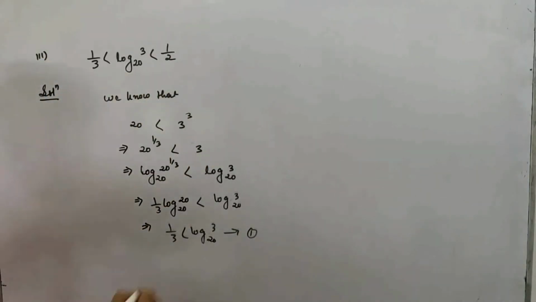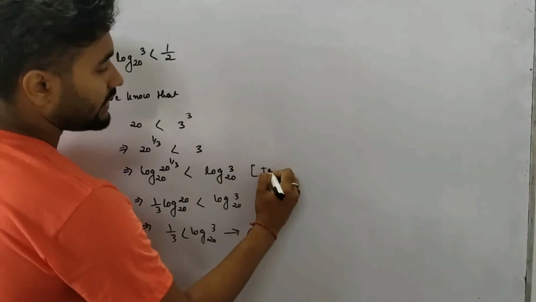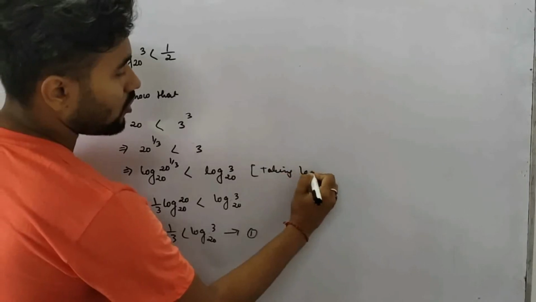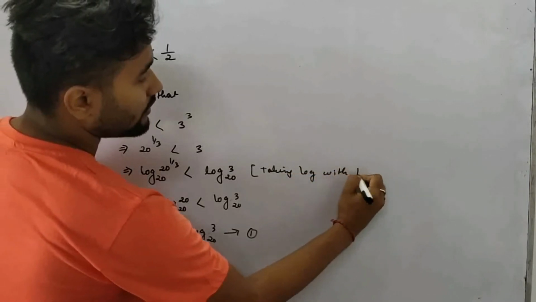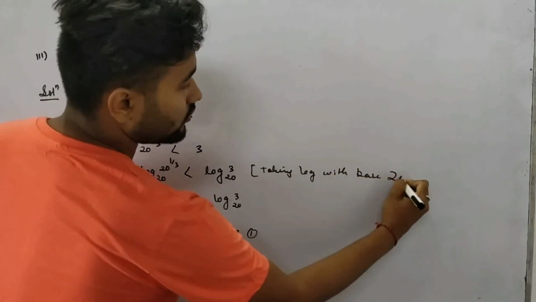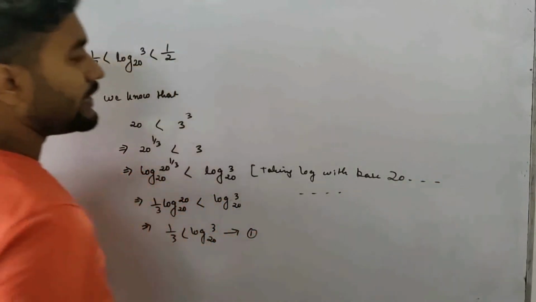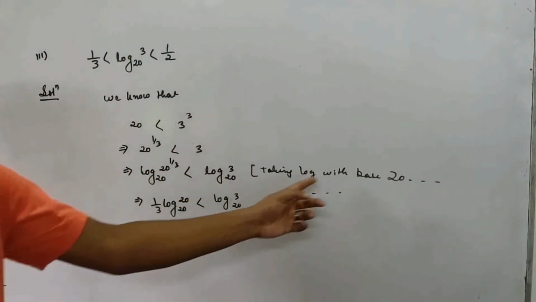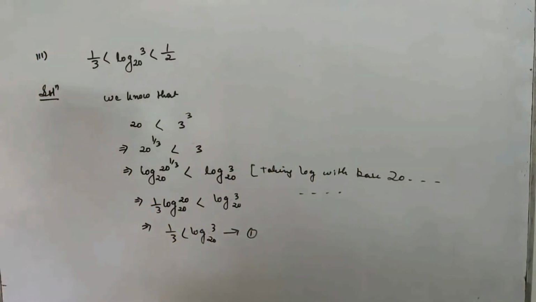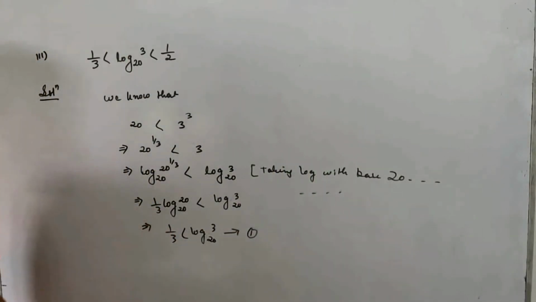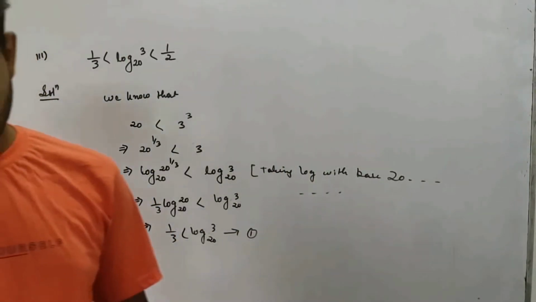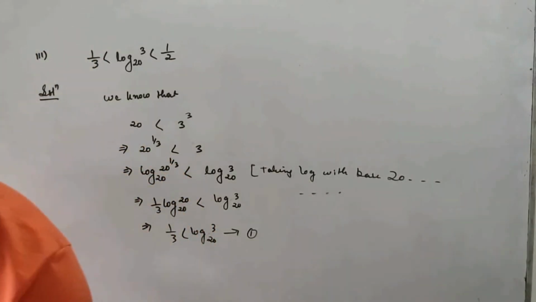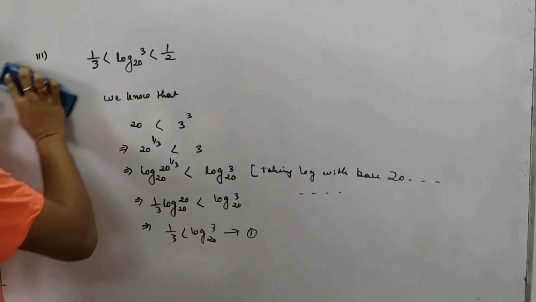Similarly to the second part, only over here you write taking log with base 20 on both sides we get. Like this you write with base what? 20 on both sides we get. Similarly now again you do this part, you will get the answer, okay? So with this our first exercise comes to an end, okay?